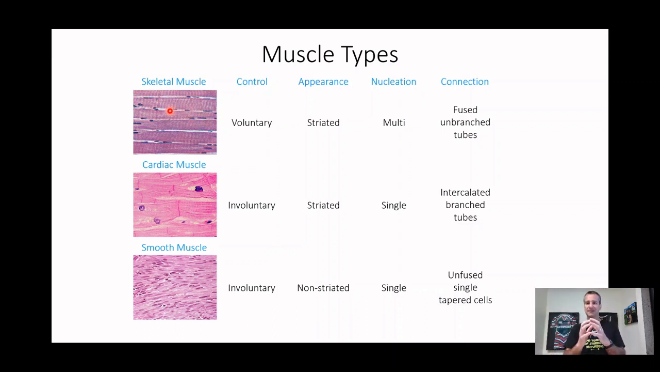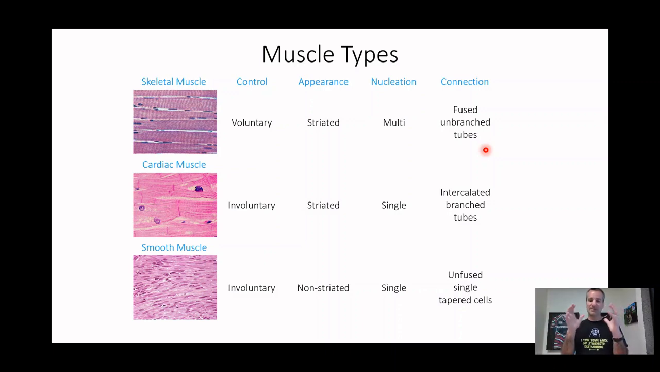That's because when we're making a skeletal muscle fiber or a skeletal muscle cell, we've taken a whole bunch of smaller cells and fused them together into one cell. So when we say how are the cells connected, they're fused together into these unbranched tubes. These long tubes are actually quite thick. And the reason they're thick and long is because we've taken smaller cells and fused them together.